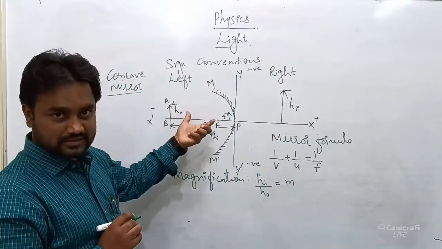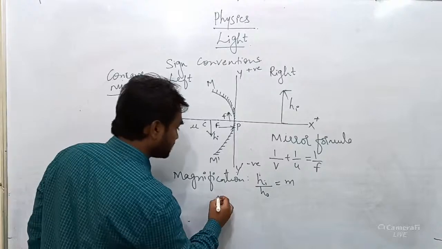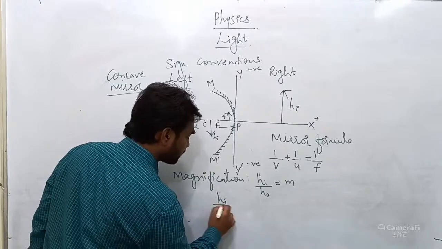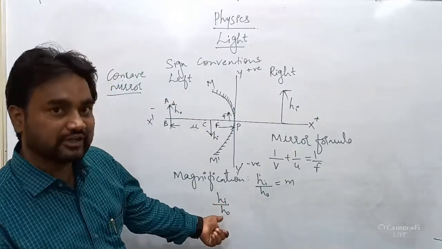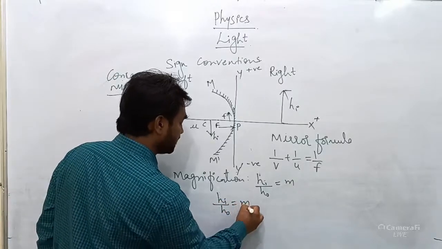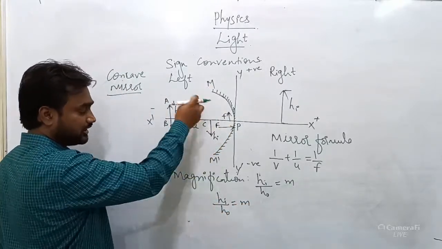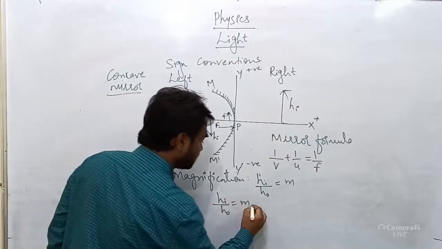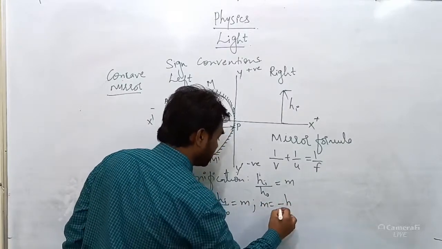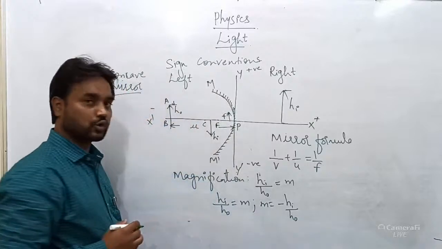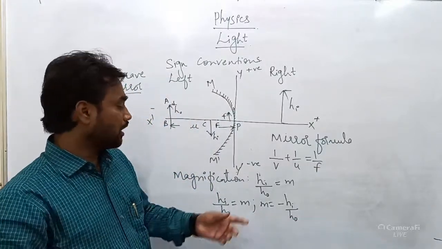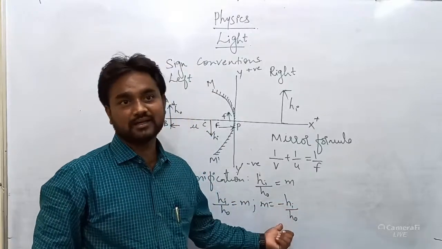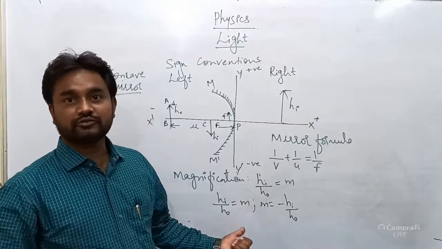In the case of spherical mirrors, we say linear magnification. The ratio of the height of the image to the height of the object is called magnification. Here, as we are discussing the concave mirror, in the mirrors it will be minus. Let me write it like this: M is equal to minus HI by HO. So the ratio of the height of the image to the height of the object, with a minus sign, is the magnification of spherical mirrors.